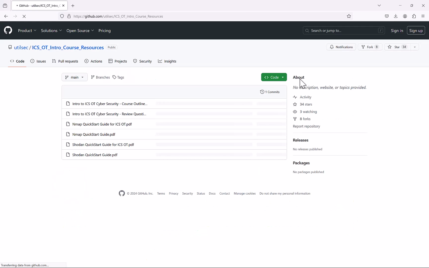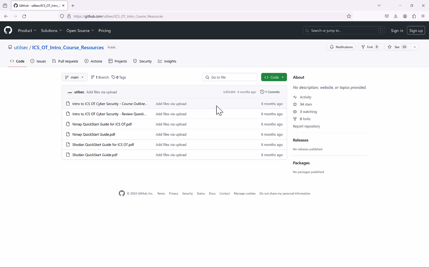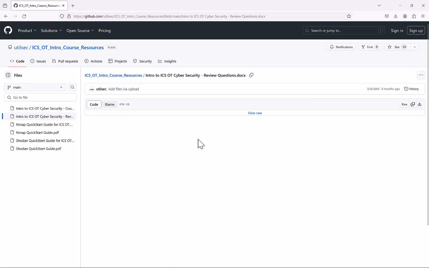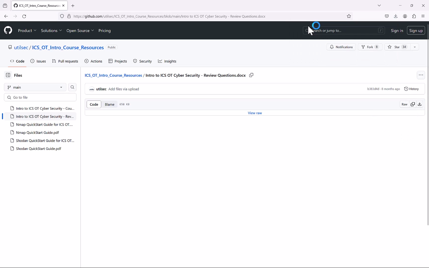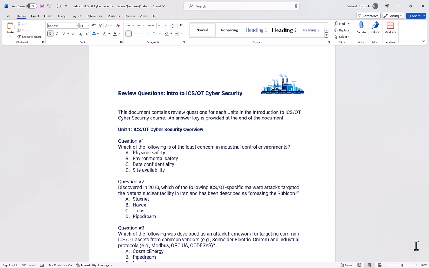It's kind of an ugly name, but if you go in here, you can see that there's the intro to ICS OT cybersecurity review questions. So if you go ahead and open that up, I'm going to just download it. I'm going to click on the little download button, and then I'll open it up in Word. Okay, and so here you have the review questions. We have 10 questions for each of the parts. So we have 10 parts, so there's 100 questions. So hopefully you'll be able to use these to test your knowledge as you go along.